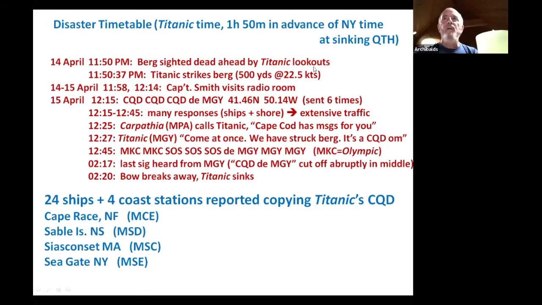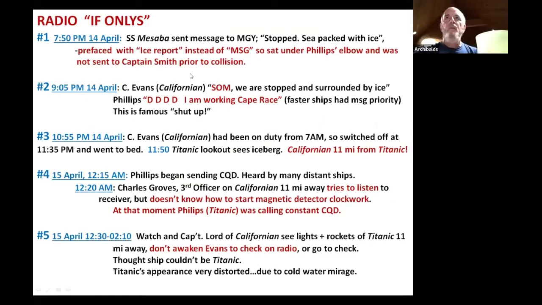There's a couple of if-onlys here, which are kind of heartbreakers. I mean, you can't rewrite history and we don't know what would have happened, but there was a problem. And that was that Phillips, the experienced operator, was very, very tired and he had a huge backlog of messages to send. And so he was busy. And these were the trivial messages, but it was his job to send them. So he sent them. And another problem was they didn't have proper communication. There was no communication between the radio room and the captain's cabin or the bridge. So Bride spent a lot of that time running back and forth, telling the captain what was happening with the Carpathia and so forth.